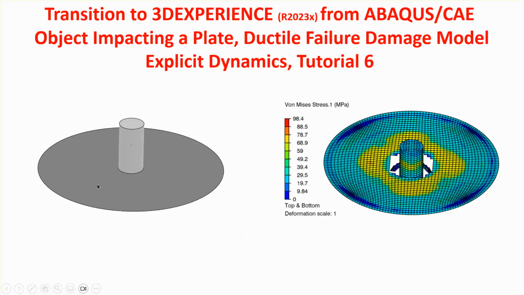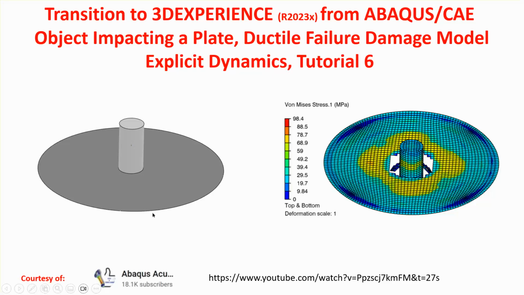So we have a plate, which is clamped, and it's being impacted by a cylindrical object, and it just goes through it after it destroys a particular area using a failure damage model. And this particular problem was taken out of that reference where things are all done in the ABAQUS CAE.